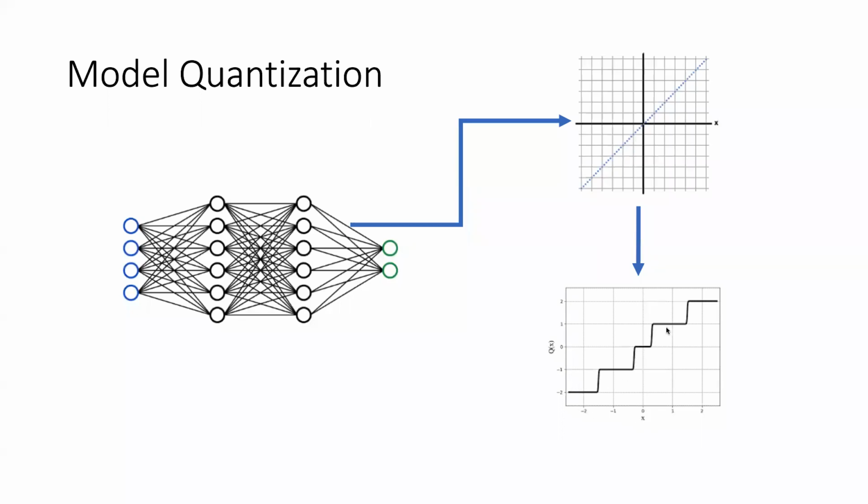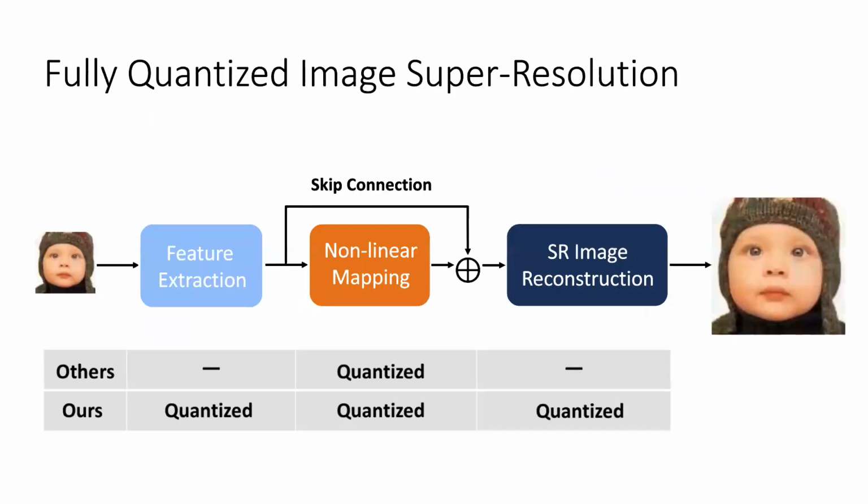So it enables the model to compute in a cheaper way with quantized bitwise operations. It will not only save a lot of computation power, but also, if you have large feature maps to store, it will save memory as well. So let's get back to image super resolution again.